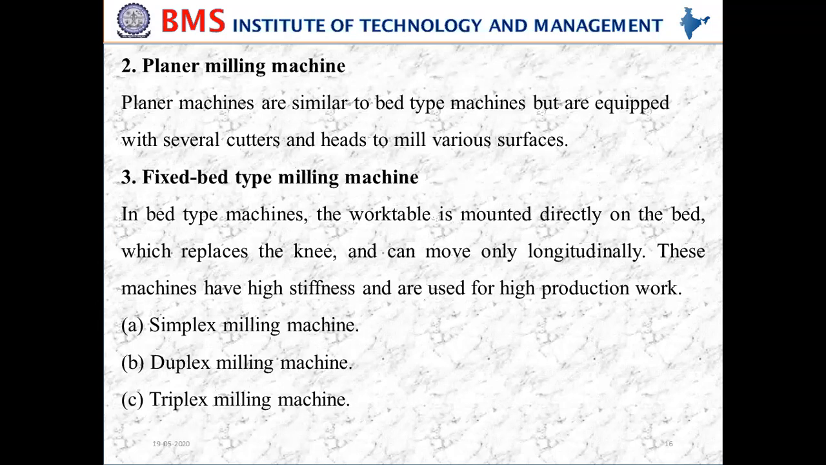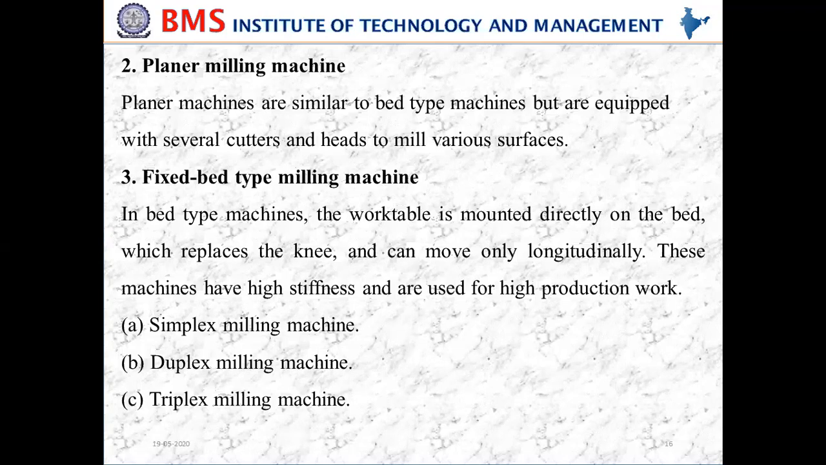In bed type machines, the work table is mounted directly on the bed, which replaces the knee, and can move only longitudinally. Here, the knee will not be present. We keep the work table directly on the bed, and it can move only longitudinally. These machines have high stiffness and are used for high production work.